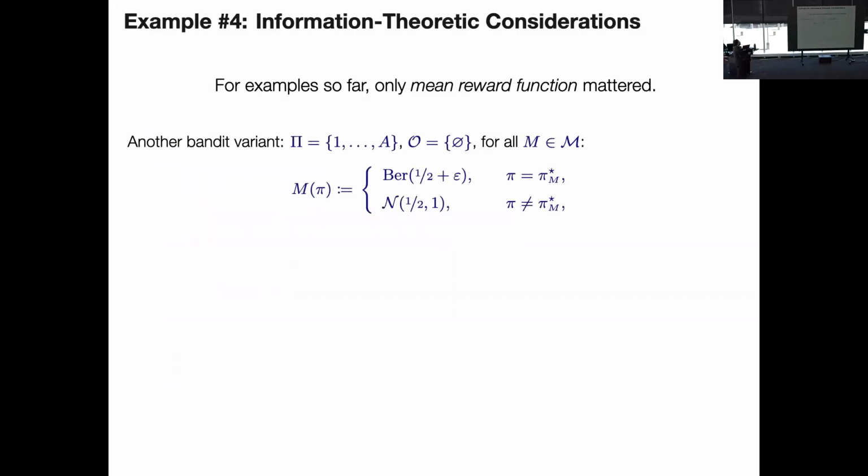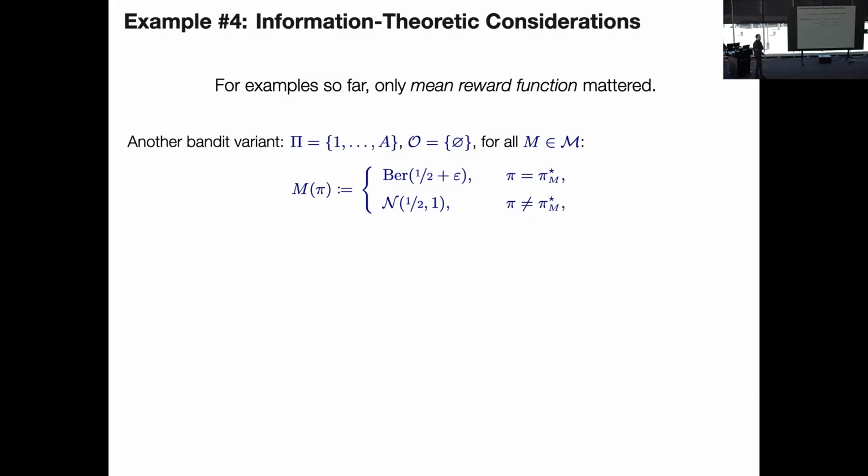I promise this will be the last bandit type problem, by the way. This is again a setting where we have a finite set of actions, but now I'm going to assume that the rewards are structured. What I mean by this is, for any model in our class, the reward distribution is Bernoulli with some positive bias if we take the optimal decision, and Gaussian with mean 1/2 if we take a suboptimal decision.